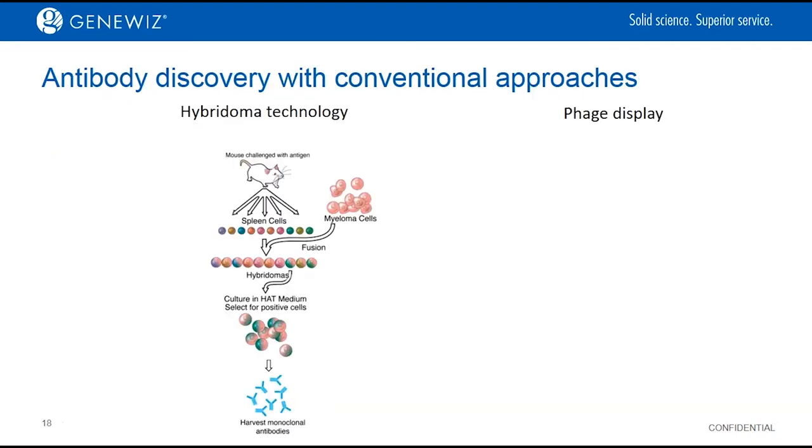Currently, the two most popular platforms of antibody discovery are hybridoma technology and phage display. In hybridoma technology, a mouse is immunized with antigen. Its spleen cells are collected and fused to myeloma cells that makes them immortal.